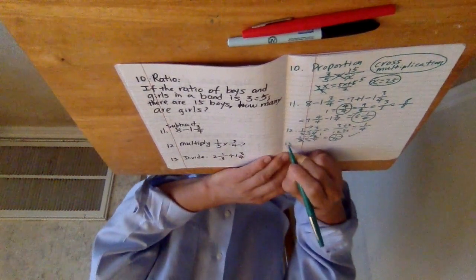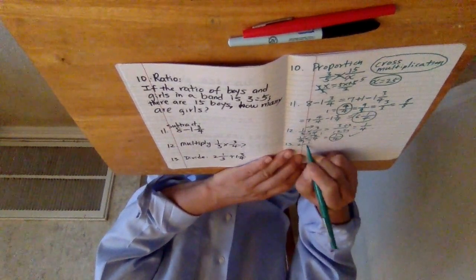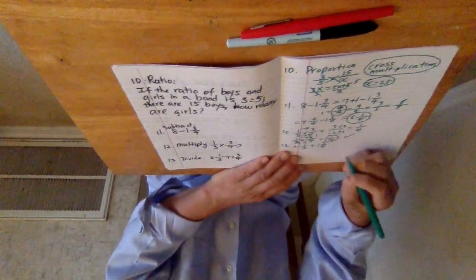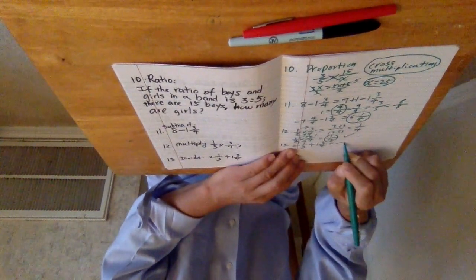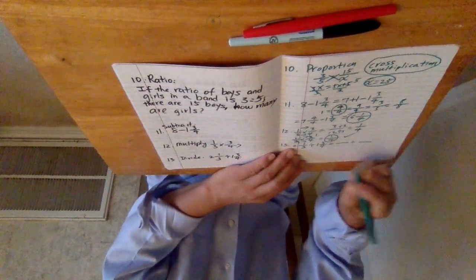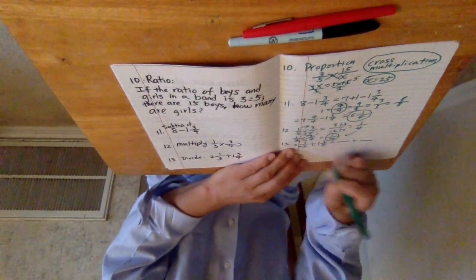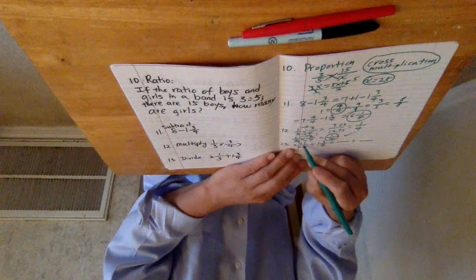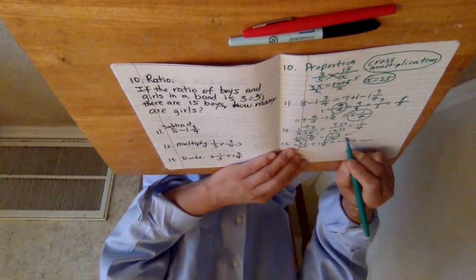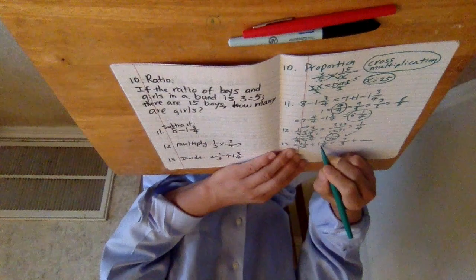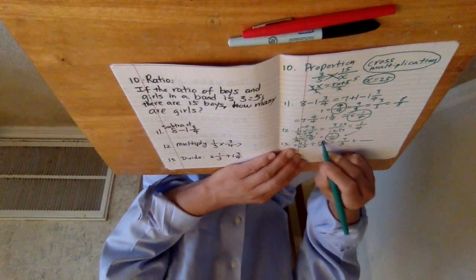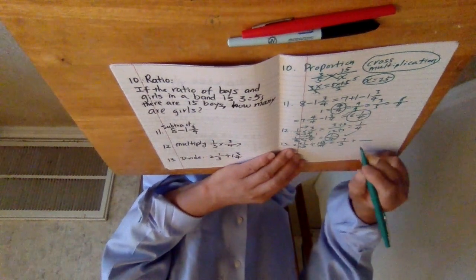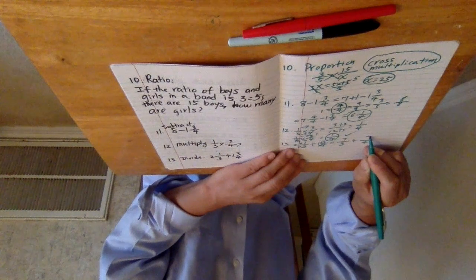Number 13. Divide 2 and 1/3 by 1 3/4. First, we're going to change them into improper fractions. 2 times 3 plus 1. The whole number multiplies the denominator and plus the numerator, so it will become 7 over 3. 1 times 4 plus 3. Whole number multiplied by denominator plus numerator, so it becomes 7 over 4.